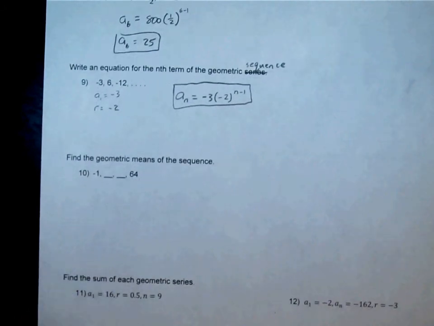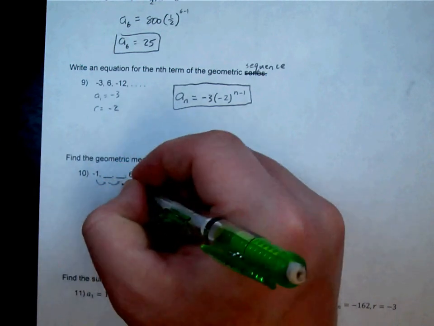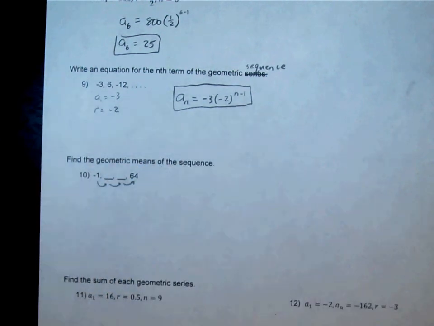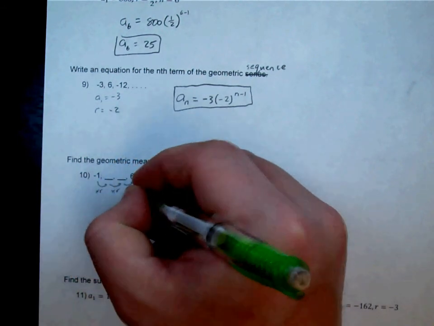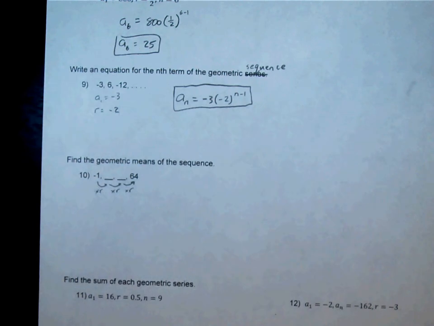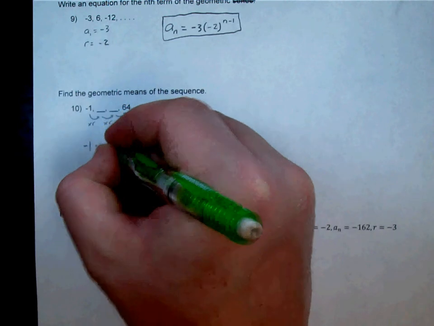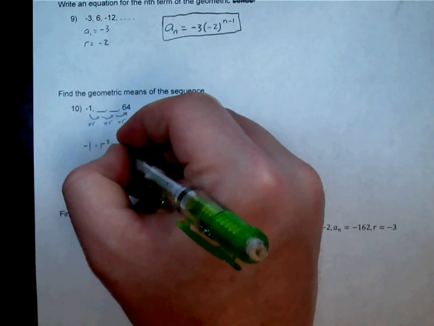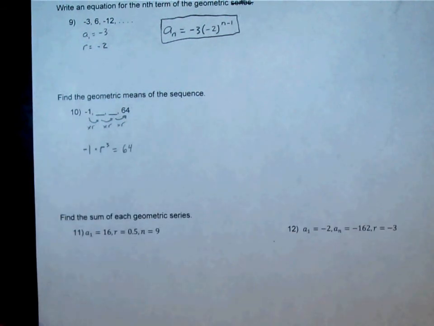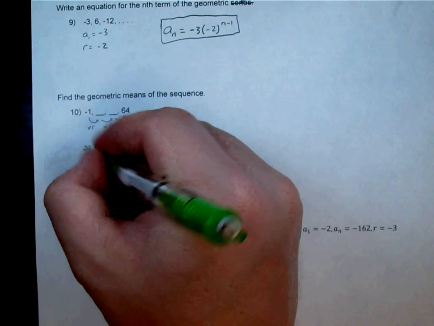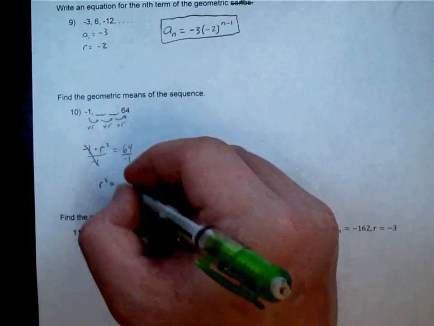Number 10, geometric means. So we're saying, what are we multiplying one term by? What are the middle terms of this geometric series? Assuming we're multiplying by the same number every time. So since it's geometric, I'm multiplying by r over and over again. So we're going to write an equation modeling this. We started at -1. I multiplied by r 3 times, so I multiplied by r to the 3rd, and I ended up at 64. So I'm going to solve this. So I'm going to divide by -1. So I get -64.